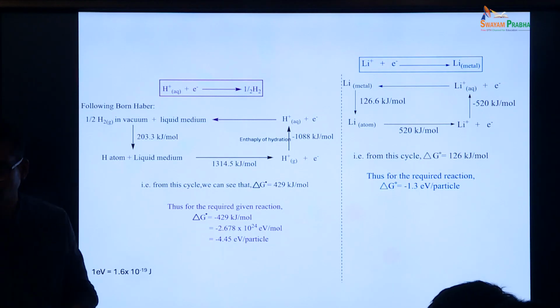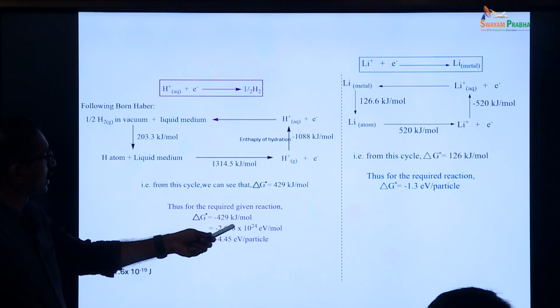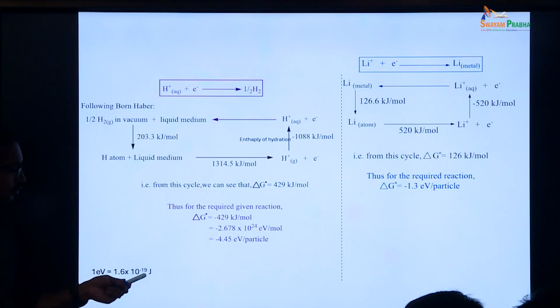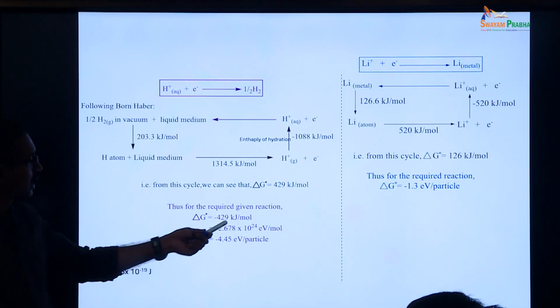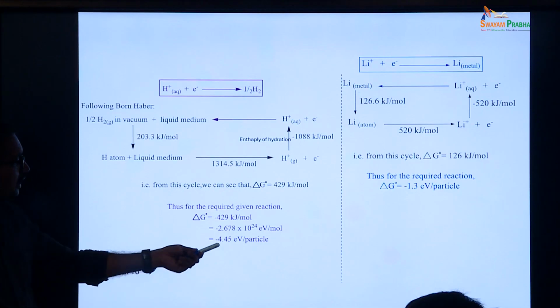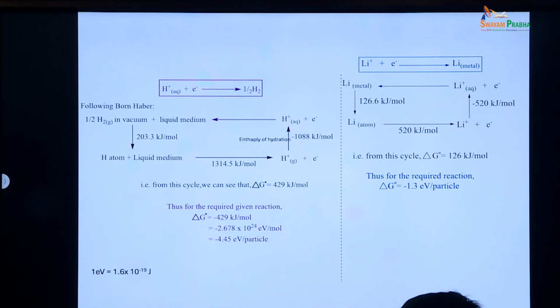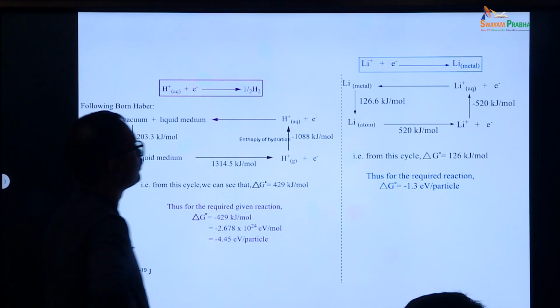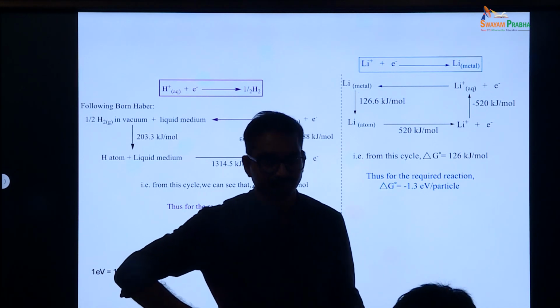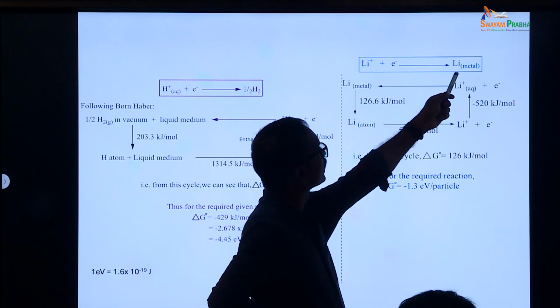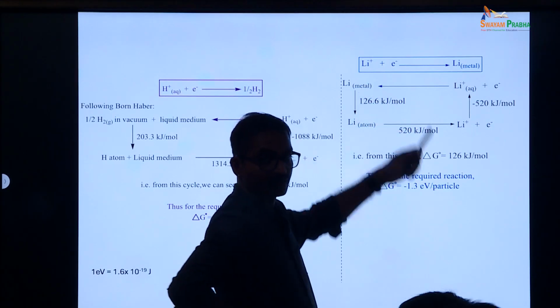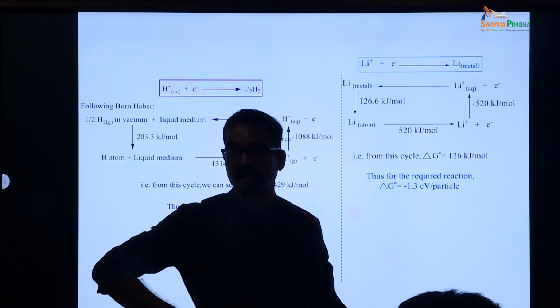Lithium, I have lithium metal, I wanted to go here. How will I do that? I just have to atomize lithium, then ionize it. Very simple, right? So take lithium, atomize it, ionize it, add solvent, make aqueous phase. So I want to find out this value. What you do? Add all the three, change the sign. What you get? Minus 1.3 electron volt per Li plus particle. Correct? Any question in that? No question?